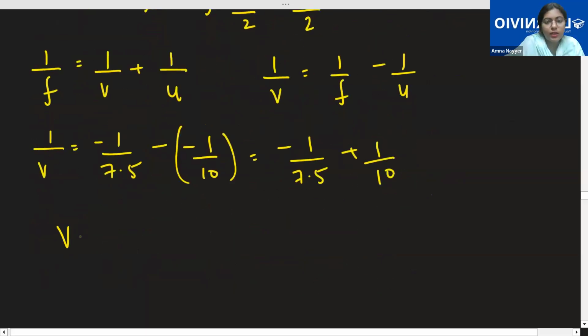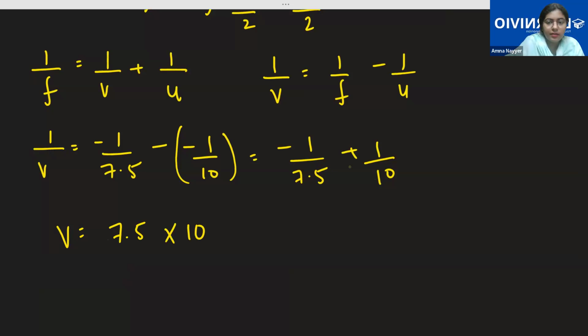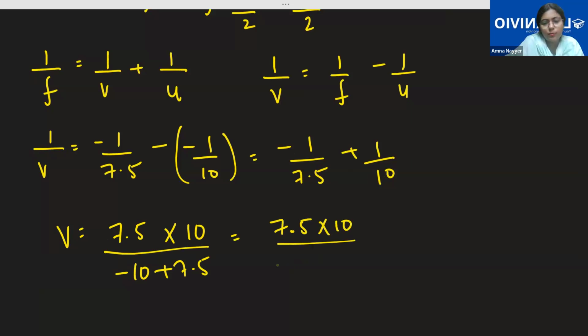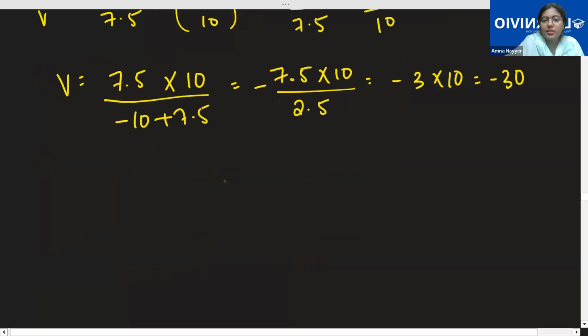So v will be equal to 7.5 into 10 by minus 10 plus 7.5. So that is 7.5 into 10 by 2.5, with the minus sign also coming. So this makes it minus 3 into 10, which is minus 30. So image distance is coming minus 30 centimeter.